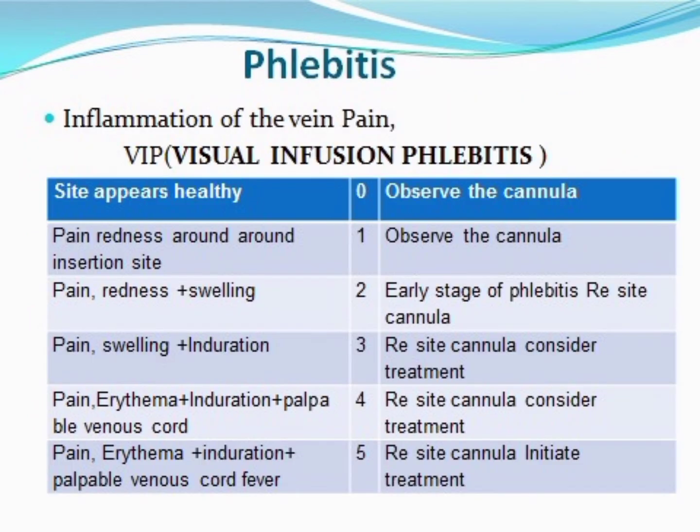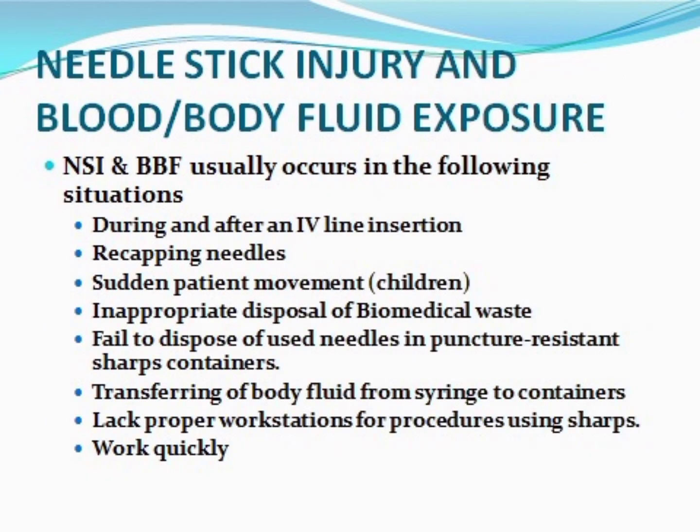Next one is phlebitis. In phlebitis, we should measure the VIP score, visual infusion phlebitis. This I have already explained in another video. Just go through that video. So these are all the main hospital acquired infections. By following care bundles, we can reduce the rate of infection in the hospital. So compulsorily we should have a care bundle to prevent hospital acquired infections.